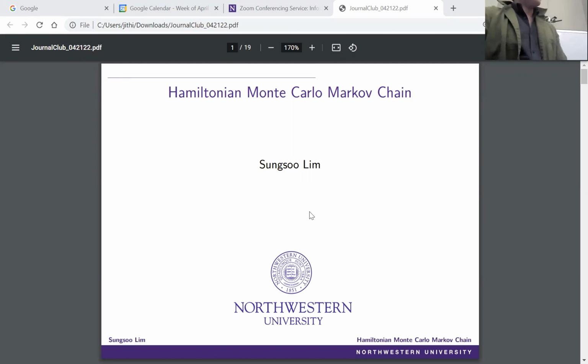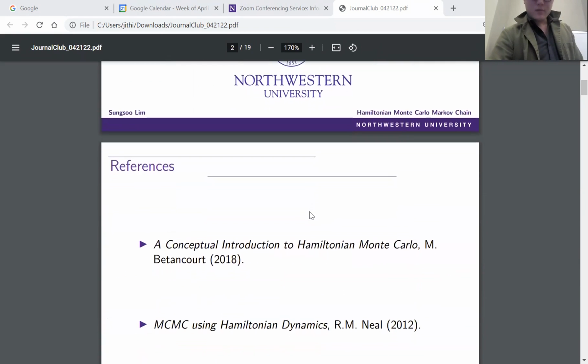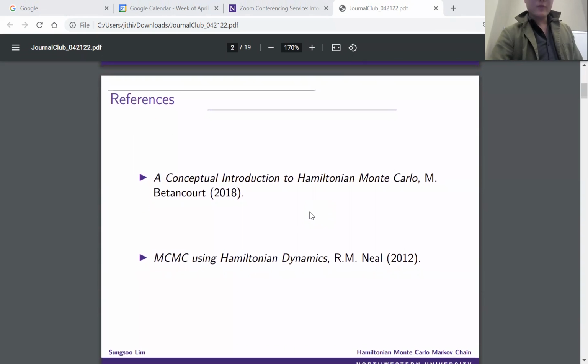Hi, everyone. Today I'll present on the Hamiltonian Monte Carlo Markov chain. These are the two references that I've used for this presentation. The first one is a very intuitive and conceptual introduction, and it's also very readable, and that's the one that I've used mostly. And the second one is more technical. It has more proofs and also some extensions to the algorithm.